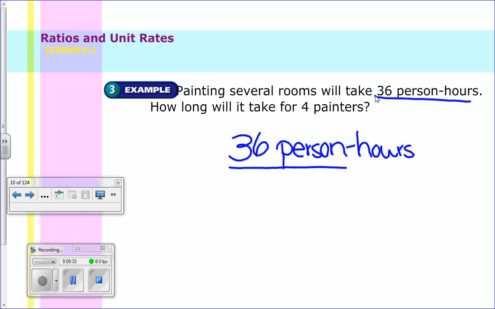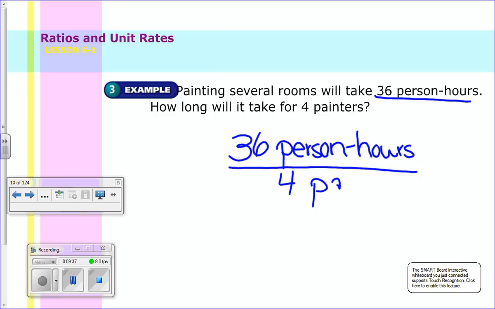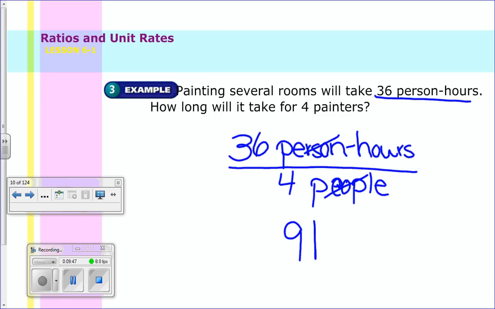So, now I'm going to put this over 4 painters, or really the painters are people. So I'm going to rewrite that as people, and then look what happens. The people cross out, and then I divide. 36 divided by 4 is 9 hours. So supposedly, if there are 4 people painting, it would take 9 hours to do this job.